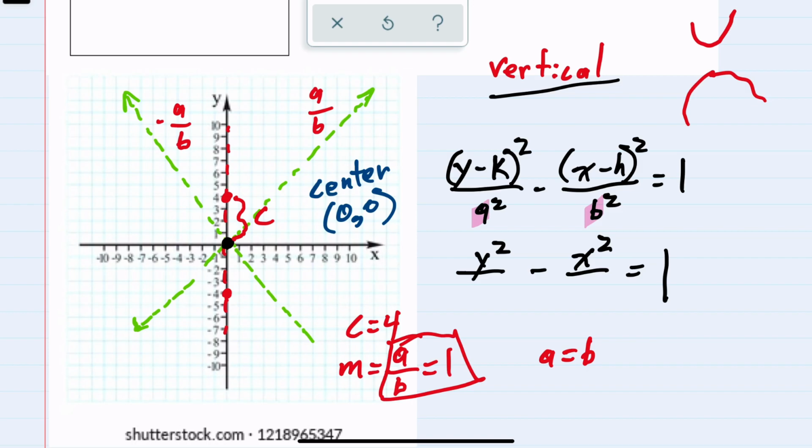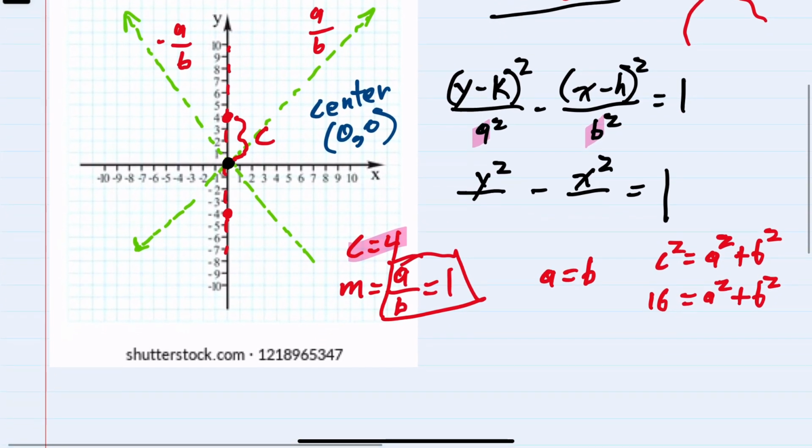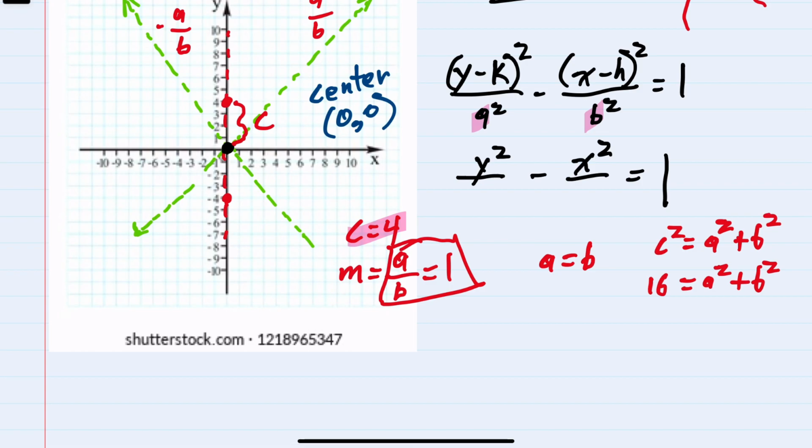And the only relationship that I have left to use is with c. We know that c squared equals a squared plus b squared. c is 4, so c squared is 16. And since we know that a equals b, I can substitute any of them for the other. So if I want to replace b with a, since they're the same thing, to solve this, I have 16 equals a squared plus, replacing b with a, I would have a second a squared.